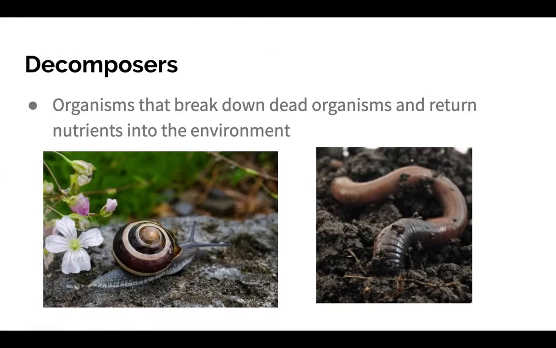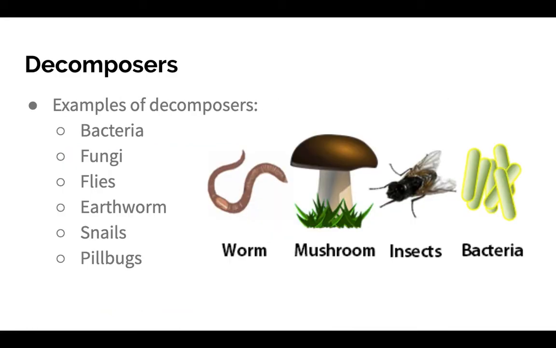So as we covered in the first objective, decomposers are organisms that break down dead organisms and return nutrients into the environment. So here are a couple of examples. A snail and an earthworm are two examples of some of those decomposers. Some other examples, bacteria and fungi are a couple that I mentioned in the last objective. Flies are also decomposers. Fun fact for you, flies are also known as maggots.